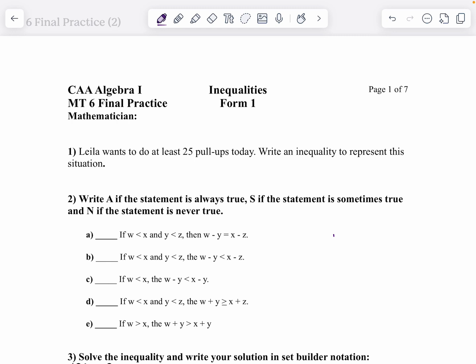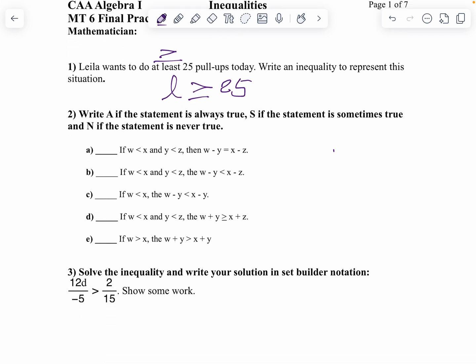Layla wants to do at least. What does at least mean? Well, that means greater than or equal to. So I'll use L for Layla. She wants to do greater than or equal to 25 pull-ups. Yes, Layla is a beast.